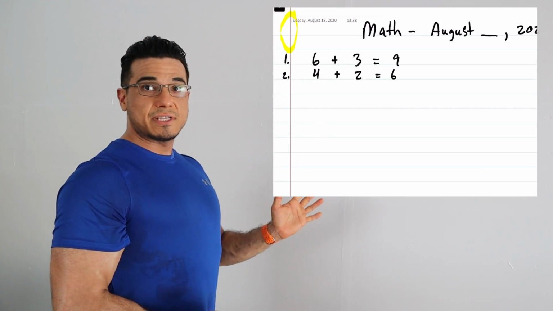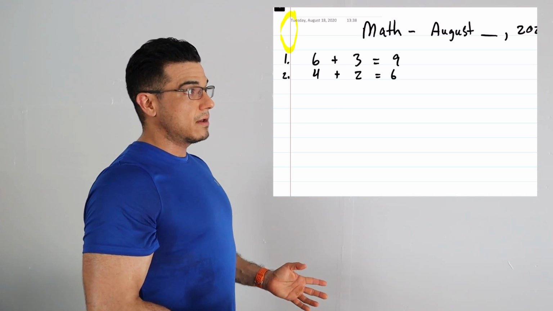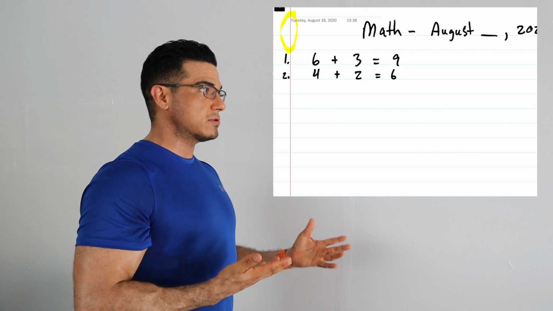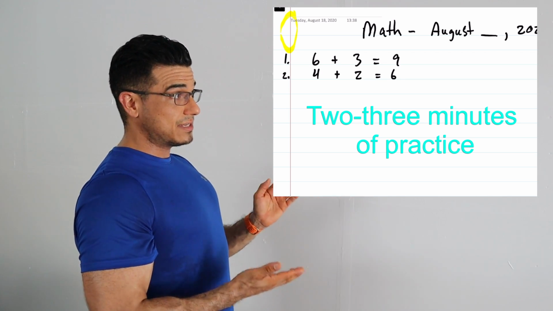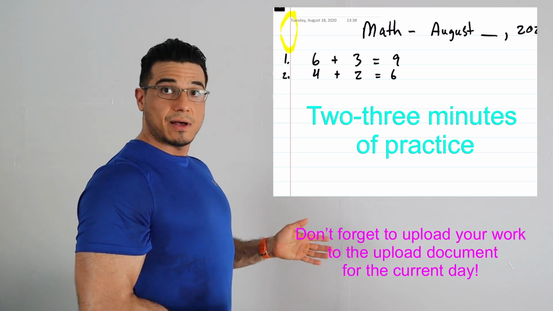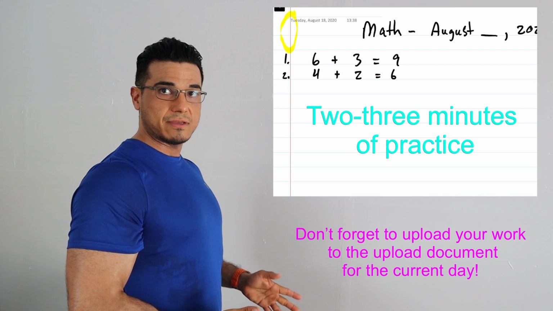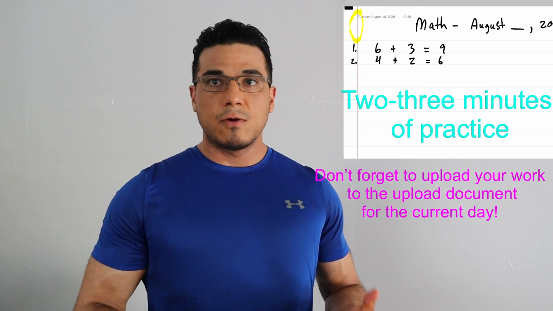So again, what you're seeing in front of you is an example of how I would like their page to be set up. Once complete, let's say about 2 to 3 minutes of practice, I'd like you to take this page, and beneath that I'm going to include a reminder that I would like for you to upload it to their Google Classroom using the upload doc attached to that day of the week. Hopefully this was helpful.